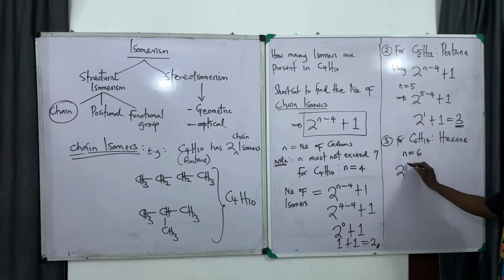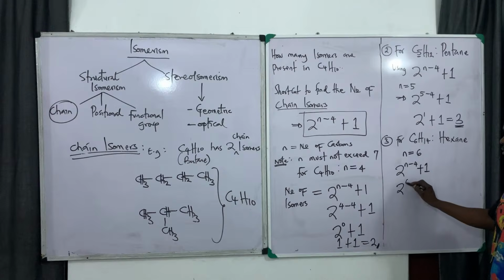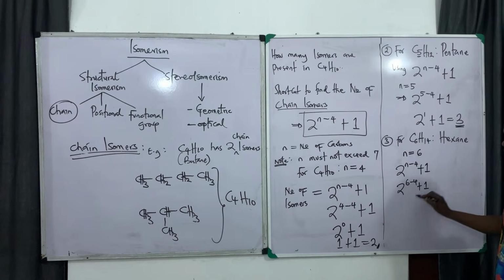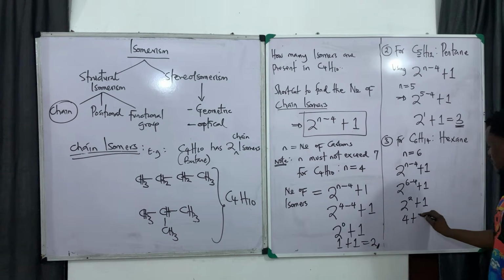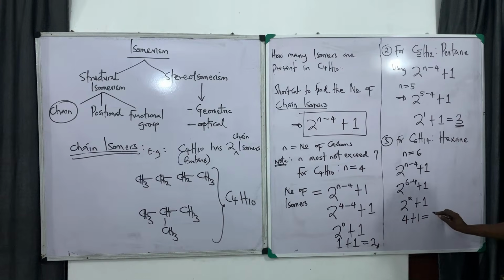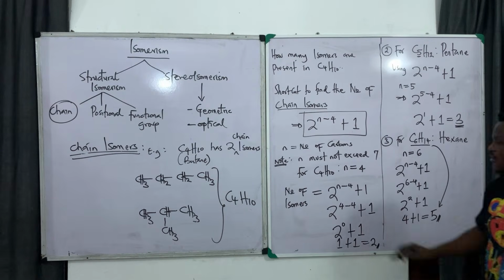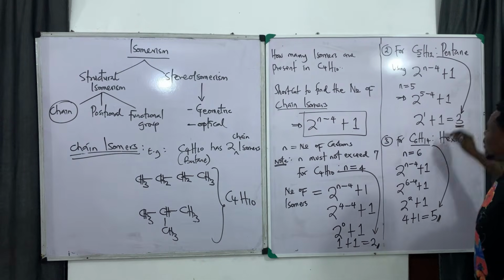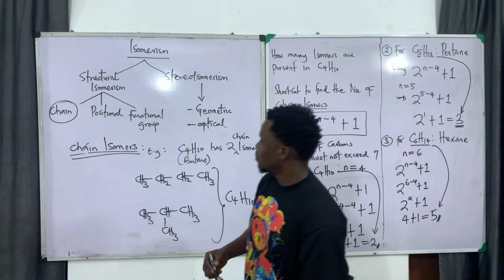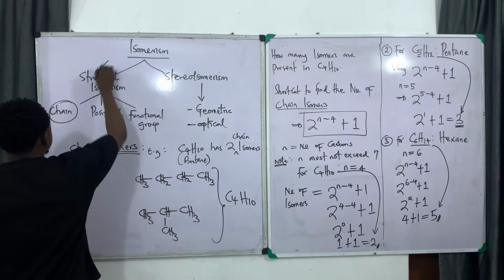So this is 2^(n-4) + 1. This is 6 minus 4, plus 1. 6 minus 4 is 2. 2 raised to the power of 2 is 4. 4 plus 1 is 5. So C6H14 has 5 isomers. C4H10 has 2. C5H12 has 3. So we are done with this part.